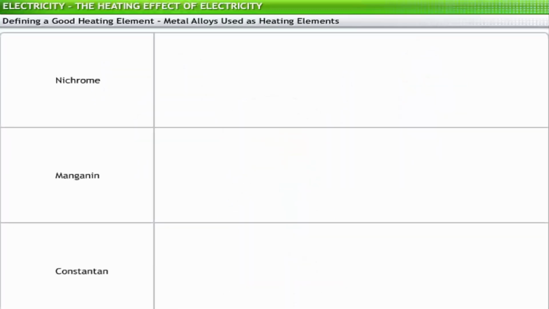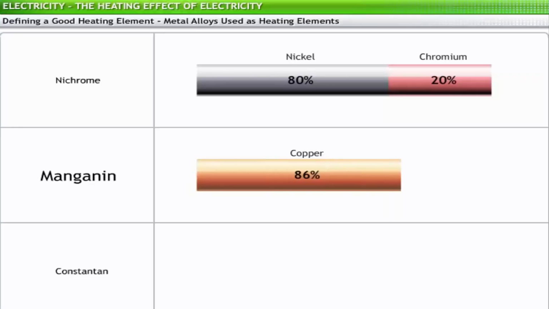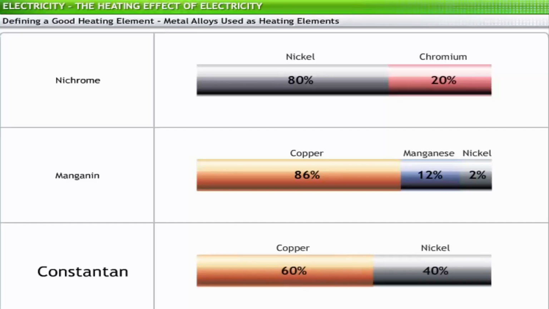Three metal alloys most commonly used as heating elements are nichrome, an alloy composed of 80% nickel and 20% chromium; manganese, which is 86% copper, 12% manganese and 2% nickel; and constantan, a copper-nickel alloy with 60% copper and 40% nickel.